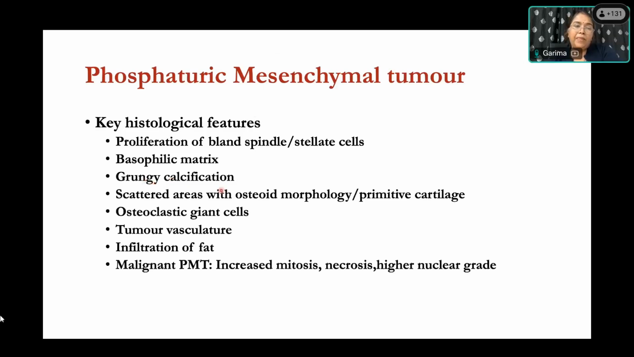There may be scattered areas with osteoid morphology or primitive cartilage. What we saw was a kind of primitive cartilaginous structure, but it is not a chondrosarcoma, right? Because in chondrosarcoma, you expect more atypia, and you will see hyaline cartilage and more atypia. There was presence of osteoclastic giant cells. Some amount of tumor vasculature we could see, but it was not like hemangiopericytomatous areas. And there was infiltration of fat. Though it is a benign tumor, sometimes it may turn into malignancy also.